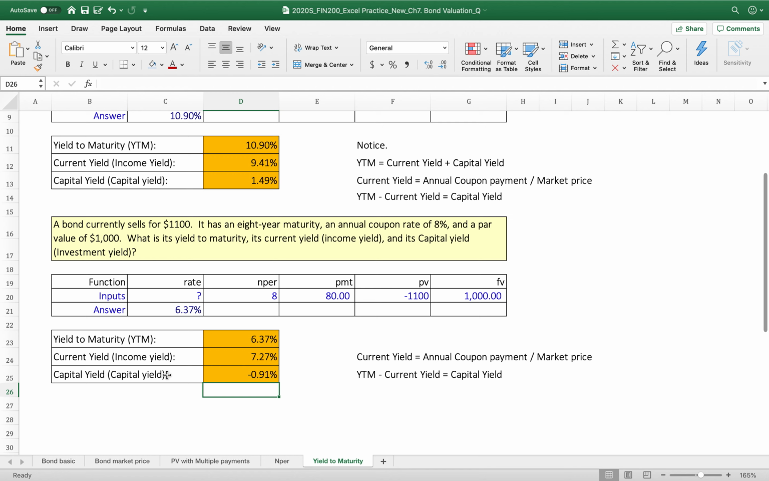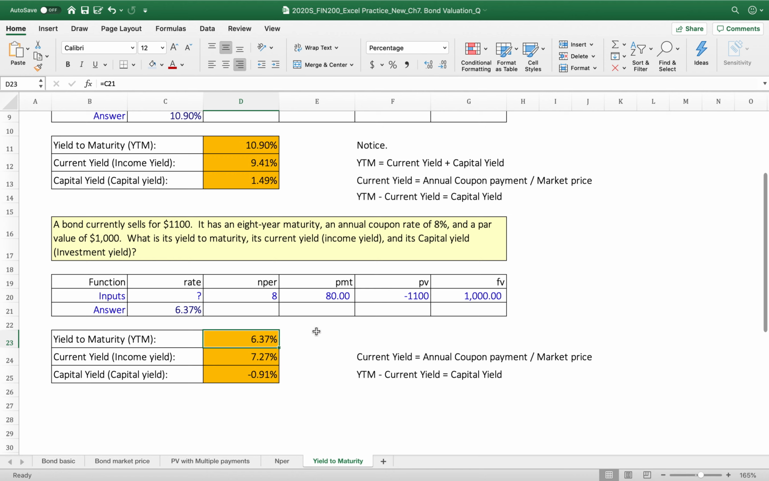Why is the capital yield showing negative? Because the investors purchased this bond at 1,100, but they receive $1,000 at maturity, so the capital yield is negative. But the current yield is greater than the yield to maturity. Why? Because the investors receive 8%, which is greater than the 6.37% yield to maturity. Anyway, the compensation through the current yield, the income yield, is 7.27%, but they lose the capital yield, 0.91%.